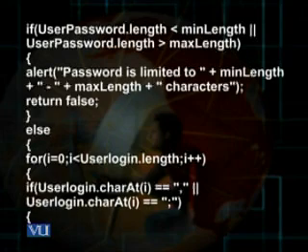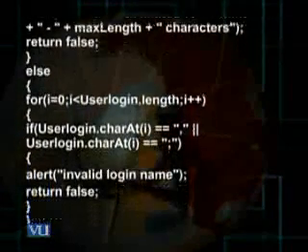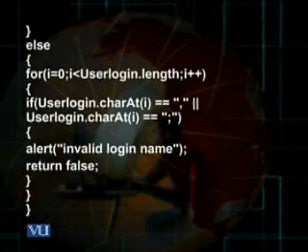And you can see there I have used a for statement within this else statement. For i = 0; i < userLogin.length; i++. And then I use an if statement. If userLogin.charAt(i) equals comma, or userLogin.charAt(i) equals semicolon, then the alert box should have the message "invalid login name", and it should return false.